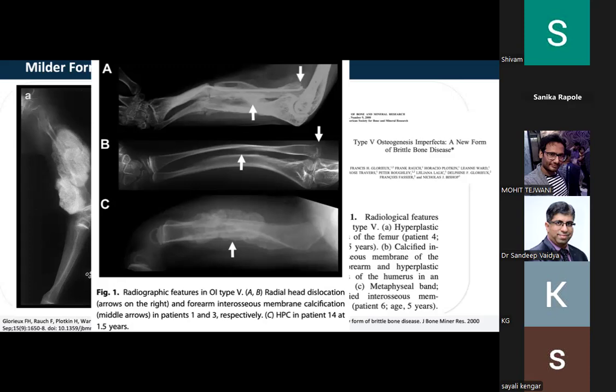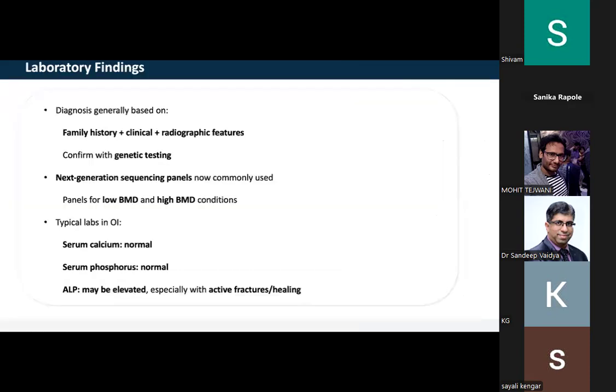Now let's talk about what laboratory findings there are. I've already said that more or less everything is going to be within normal limits, like the calcium and the phosphorus. But ALP could be elevated during active fracture healing as well, so we have to keep that in context when we are looking at the labs. If the labs are atypical and a very low ALP is there, maybe there are mimics like hypophosphatasia, and genetic testing is increasingly accessible, and then we can help confirm the diagnosis.